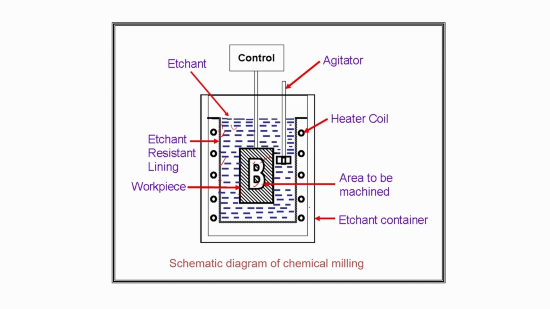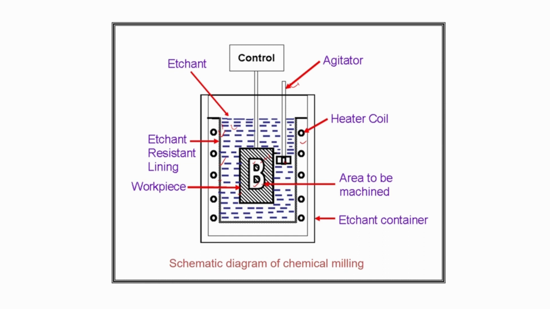So this is the etchant container here, and sometimes a heater coil is required. The etchant can be heated by using a heater coil. And sometimes the etchant is agitated by an agitator. So here there is a rotating device. Using this rotating device or agitator, the etchant is properly circulated inside the etchant tank or etchant bath.